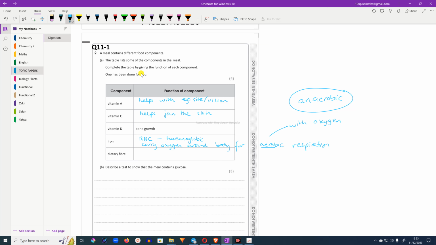Right, dietary fiber helps with peristalsis. This is movement of the food through the gut. It helps keep it clean.